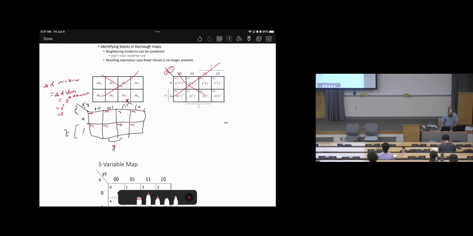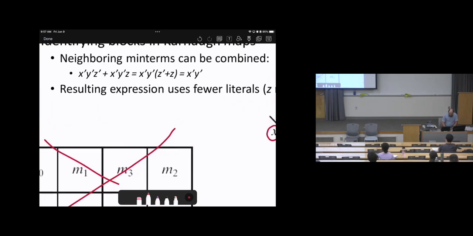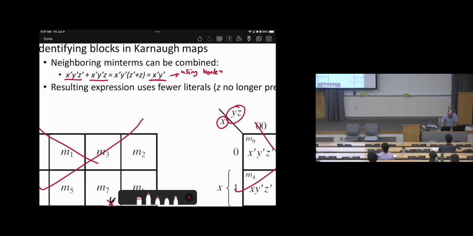Now, let's look at the function X bar, Y bar, Z bar plus X bar, Y bar, Z. According to the Boolean algebra, after doing the simplification, it should be X bar, Y bar. That's using Boolean algebra. But we don't want to use Boolean algebra here. We need to use Karnaugh maps. Let's validate this. Can we achieve this using a Karnaugh map? It should be X bar, Y bar.